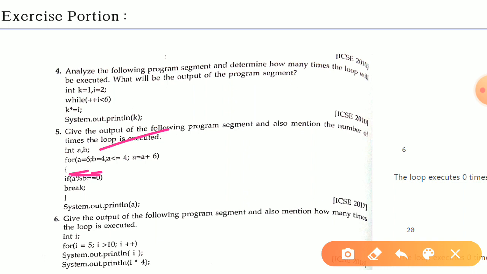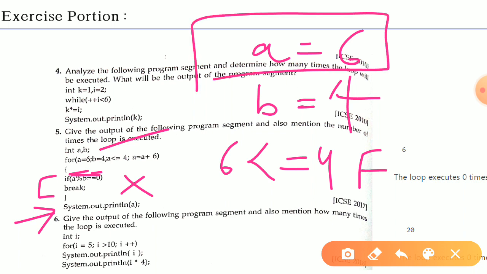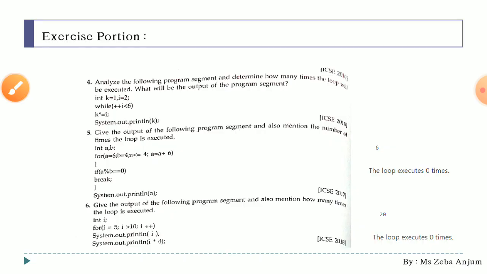We can give these two values in the initialization phase. It is perfectly valid, please don't get confused by it. You can always give 2 or 3 or more values, depending upon your condition. The value of a is 6, the value of b is 4. Now the condition will be checked: a less than equals to 4 means 6 less than equals to 4. The condition is false, so this body will not be executed even once. For the statement System.out.println(a), the value of a is 6, so you will get 6 as the output, and 0 times the loop will be executed. So this is the answer for your fifth one.